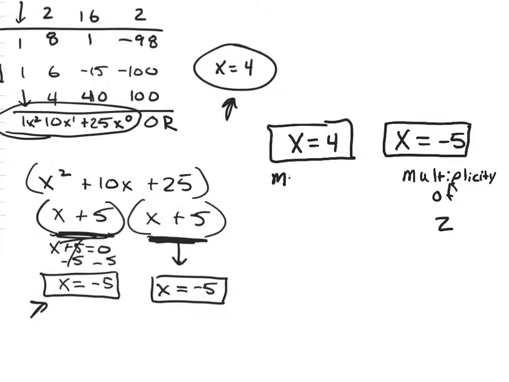4 has a multiplicity of what? 1. 2 answers. One of them occurs twice. One of them occurs once.